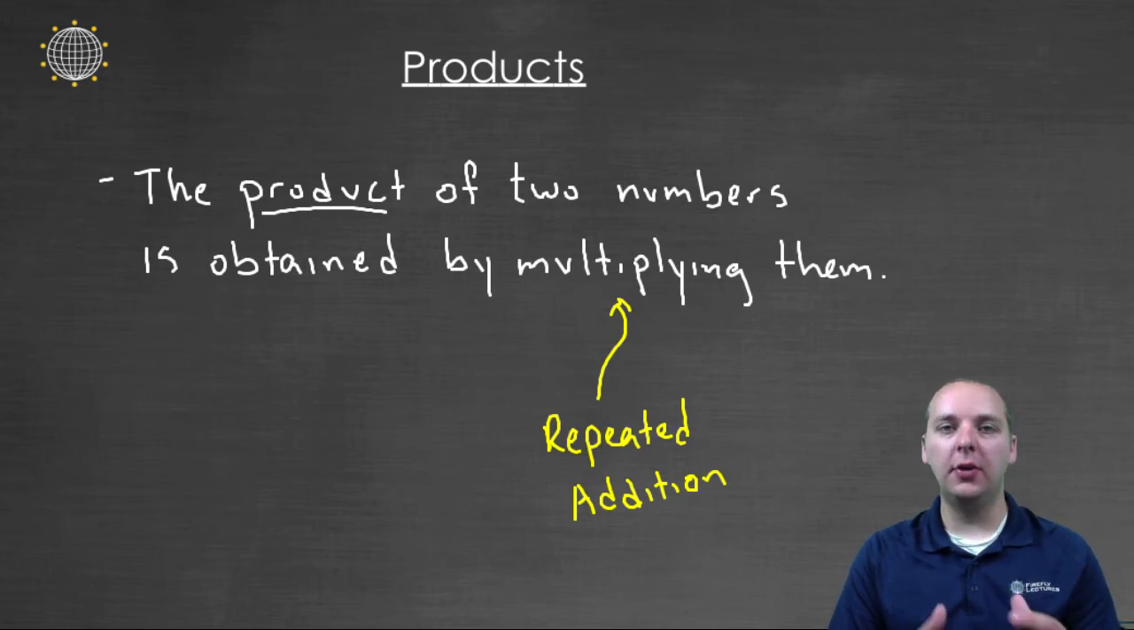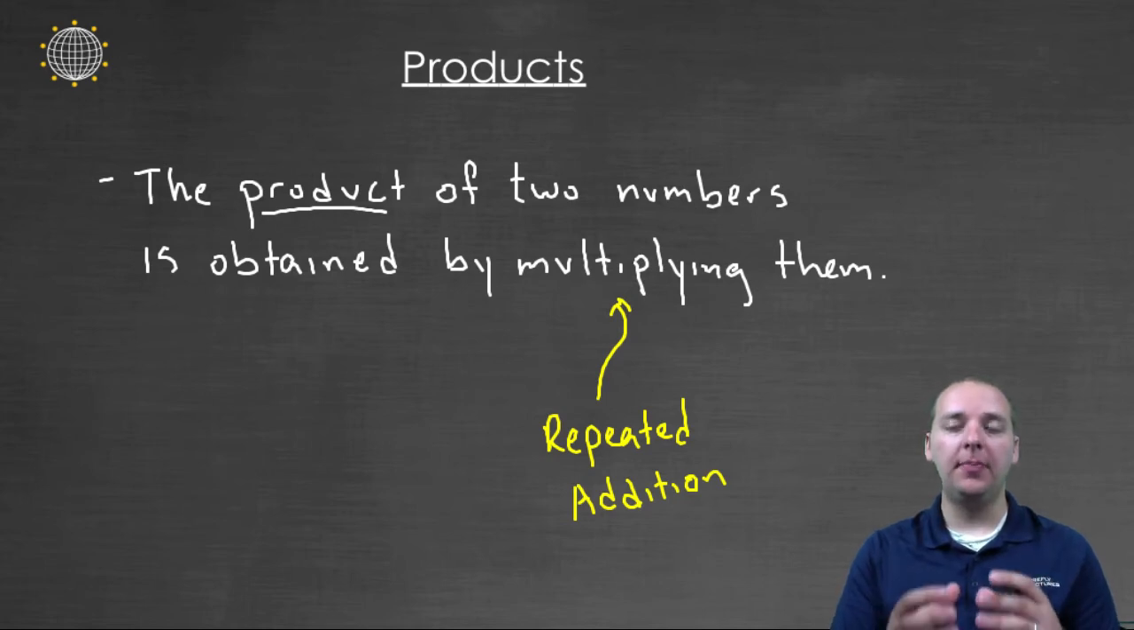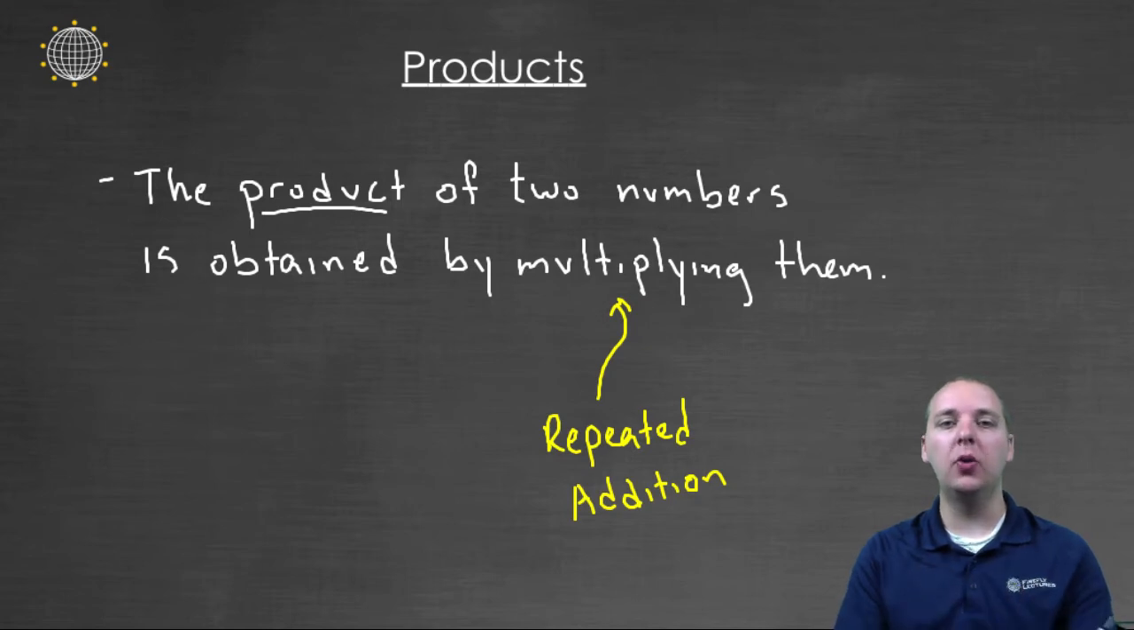The product of two numbers is obtained when you take one number and multiply it times another number. Now, just in case you're not familiar with multiplication at this point in the course, you can basically think of multiplication as repeated addition. For example, if you had something like 3 times 6, this is multiplication. This is a product of 3 and 6.